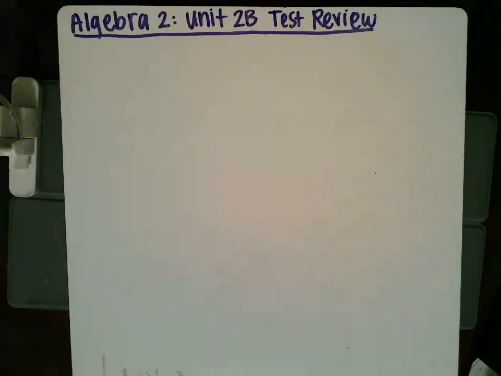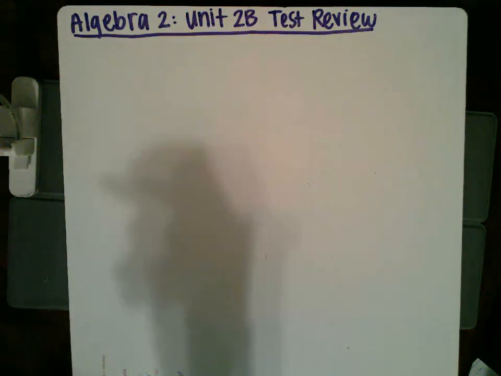Get your pens and pencils ready, a piece of paper, maybe a calculator, and remember, at any point in this video, you can pause, rewind, and do whatever you need to do to make sure that you get all of the information that you need to be best prepared for the Unit 2B exam. So let's get started. The very first question on the Unit 2B review is to simplify this equation.